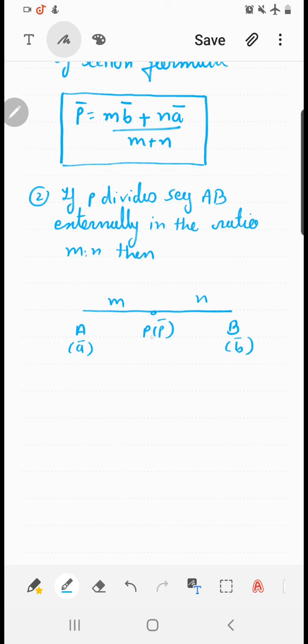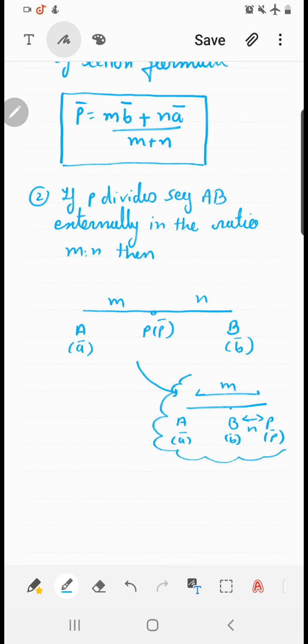So here the point P has to be outside the segment and not inside the segment AB. So ideally you expect me to draw something like this. The order of the points should be A bar, B bar and P bar, where this is M and this is N. Now you are right, we should think of this, but here the diagram is not the actual diagram. We are drawing the diagram to write the formula.